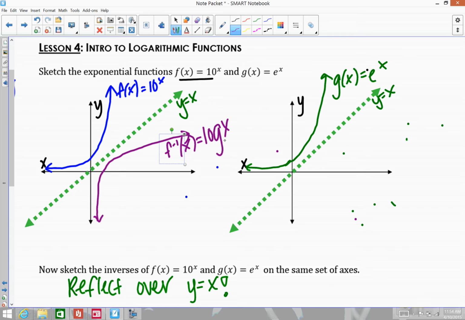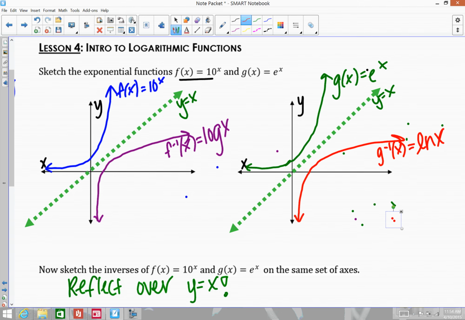This new function that we're learning about is called the log function, and it comes from the fact that it's the inverse of 10 to the x. If I look at this next one, same idea, reflect the line. It should look like a reflection. This function, the inverse of g of x, is called ln of x.